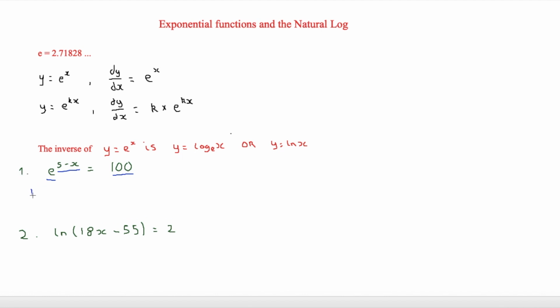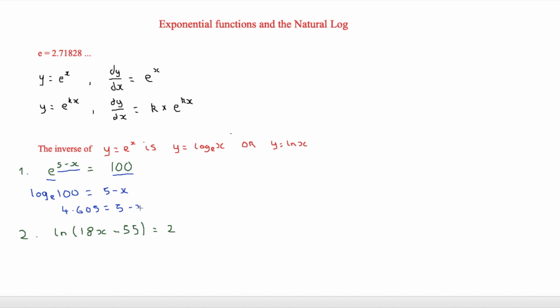And then you do log left, so log and then to the base of left, so that means log to the base e of 100 is equal to the power, so is equal to 5 minus x. If you put that into your calculator, then that could be written as ln 100 instead of log base e of 100, but I've written it as that for now. And if you put that into your calculator, you get 4.605 is equal to 5 minus x.